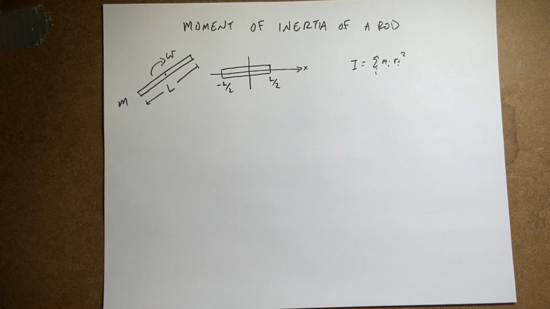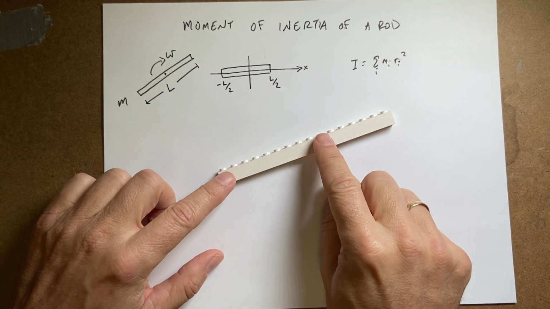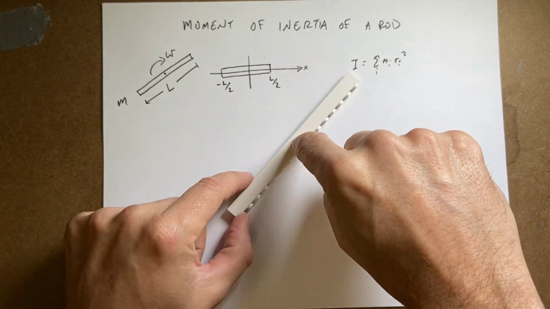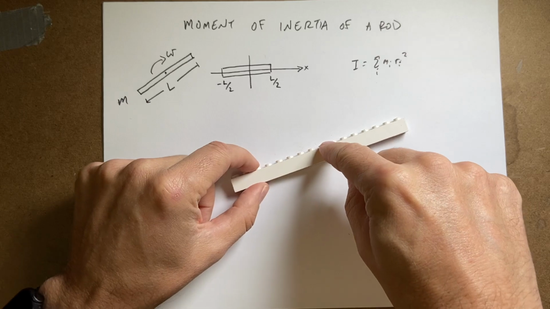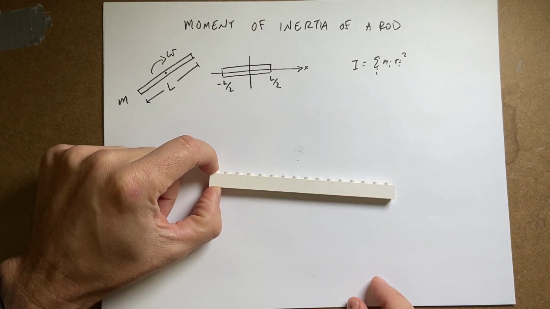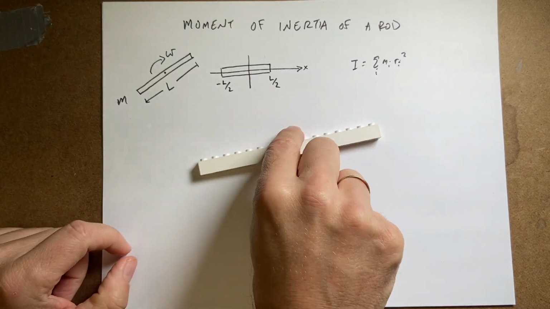Okay, so this is the moment of inertia for a rod. Let's imagine that I have, let's take this Lego piece right here. Imagine that it's rotating like this around the center, and I want to calculate the moment of inertia about that. And then I'll do it about the edge where it's rotating about a pivot over here. So the first is going to be this way.